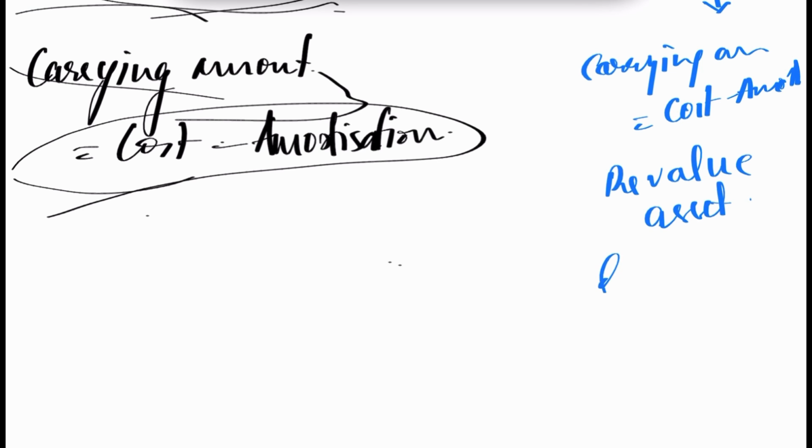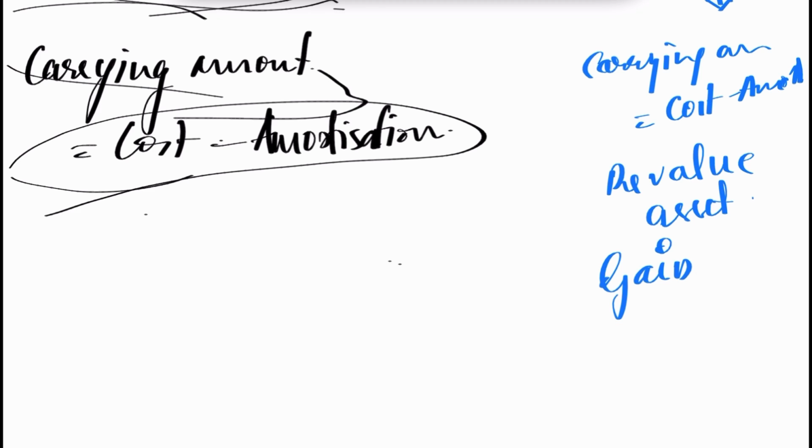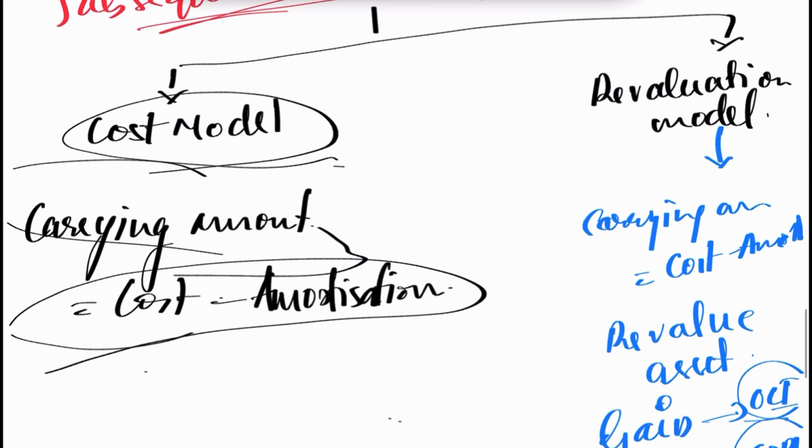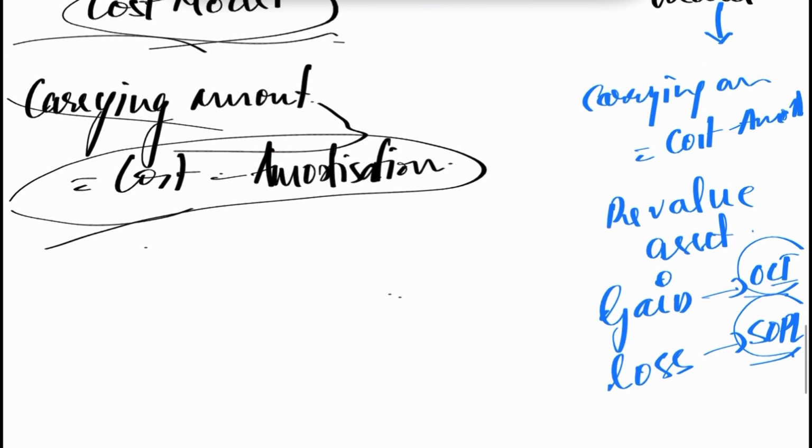And revaluation gain, if there is any gain, that is revaluation surplus, should be shown under other comprehensive income, and if it is a loss, then it should be shown under statement of profit and loss. This is a subsequent measurement. There are two models, cost model or revaluation model. If you are choosing the cost model, there is no revaluation, so you should just reduce the amortization from the cost.